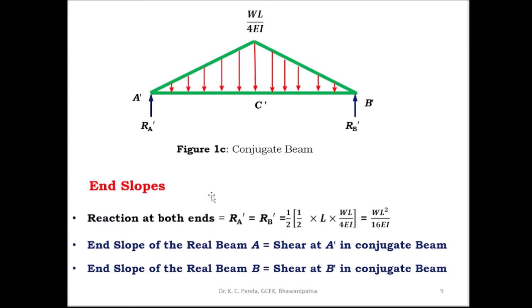Here the load is symmetrical, so first you have to find out the reaction at both ends. The reaction at both ends, RA dash is equal to RB dash, that is equal to half the total area of the M/EI diagram. The total area of the M/EI diagram is equal to half into L into WL/4EI, so this is equal to WL squared by 16EI. So the reactions at both ends, RA dash and RB dash, are equal to WL squared by 16EI.